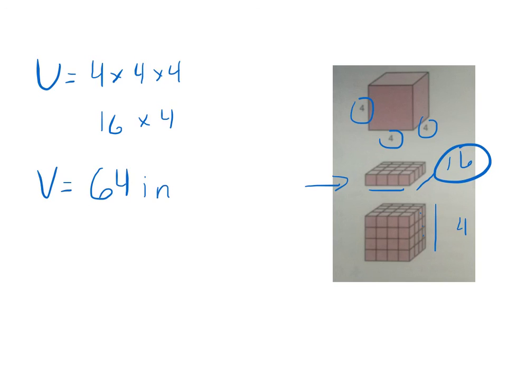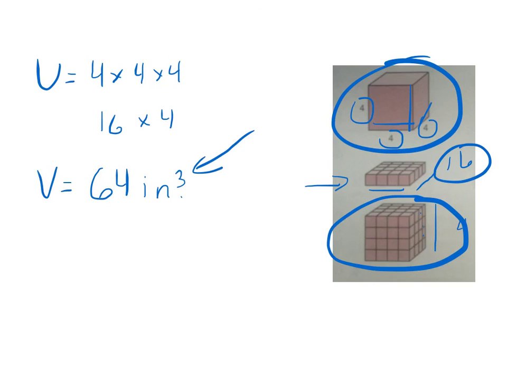And we had inches, and these are cubic inches. So we want to put a 3 there. 3 means cubed, because they have 3 dimensions. They have a length, a width, and a height. So because they have 3 dimensions, we use the 3 there as our exponent. So in this shape here, there are 64 cubic inches.